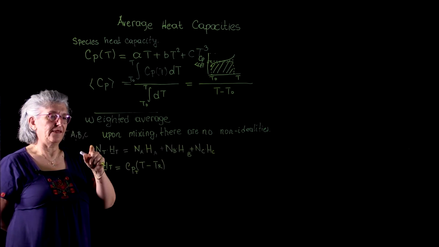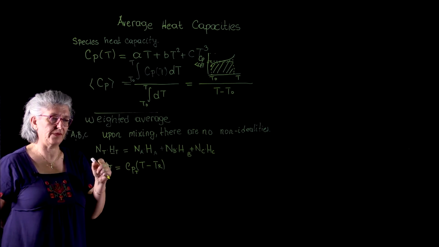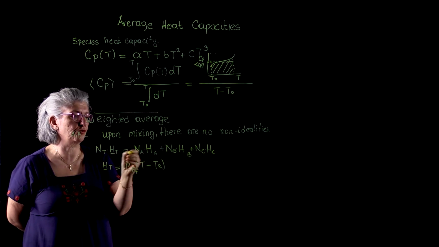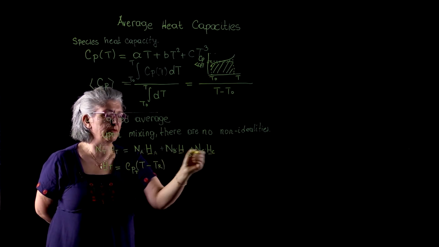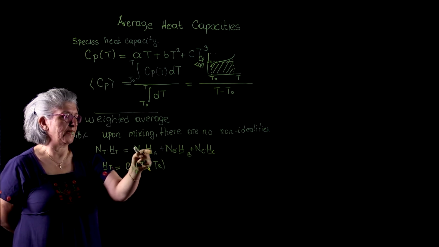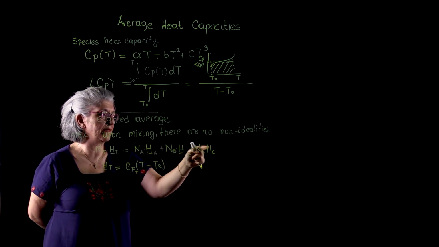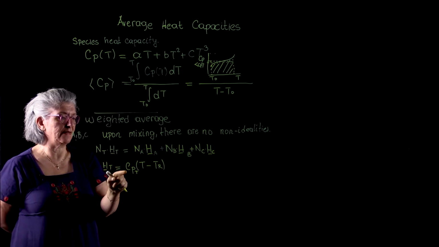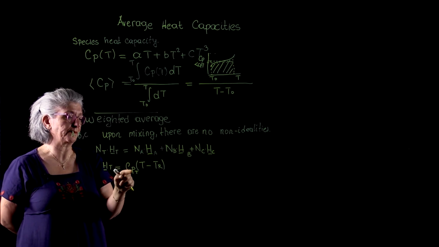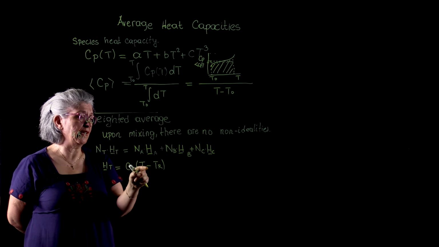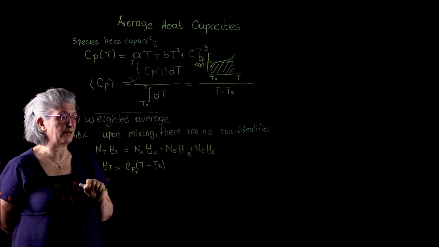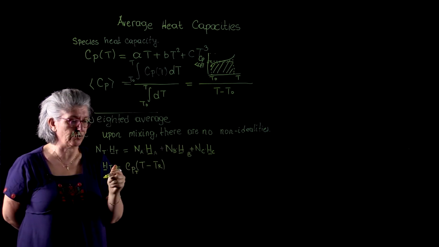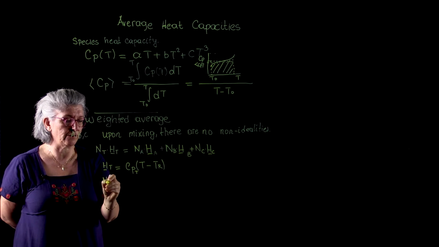So, if there are no non-idealities upon mixing, the mixture total enthalpy should be a net summation of the enthalpy contribution coming from each of the species: Na times H sub A, Nb times H sub B, and Nc times H sub C. And enthalpy, as such, is represented in terms of the heat capacity multiplied by the temperature minus an arbitrary reference temperature. Now, if we substitute this expression for enthalpy for each and every one of those terms, the equation takes the following form.